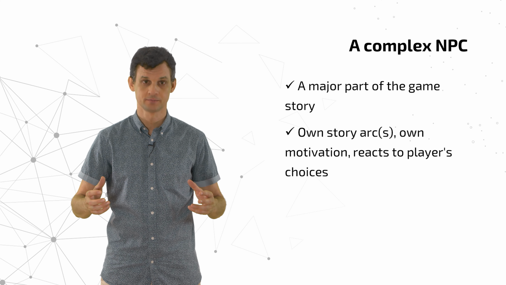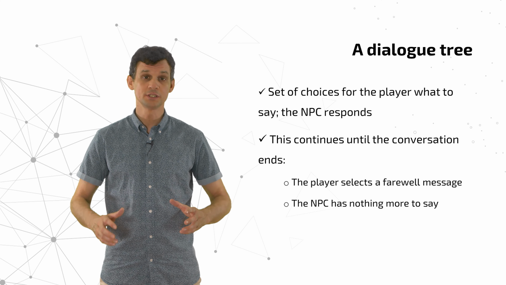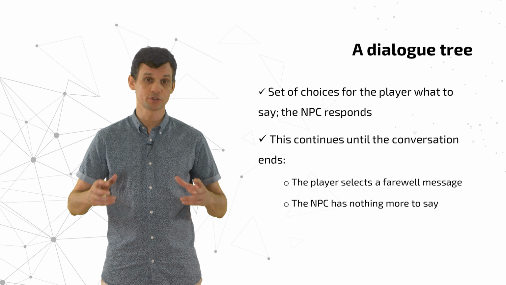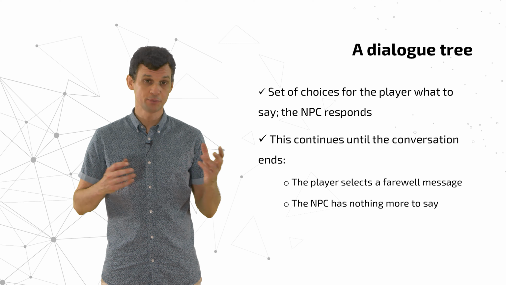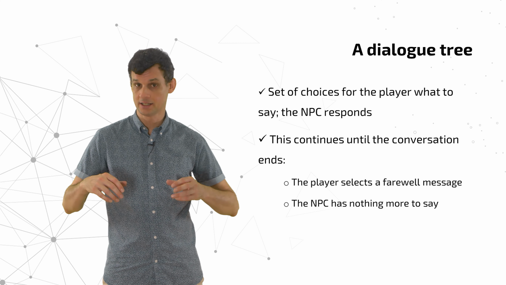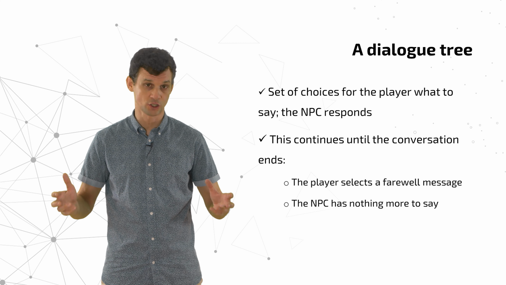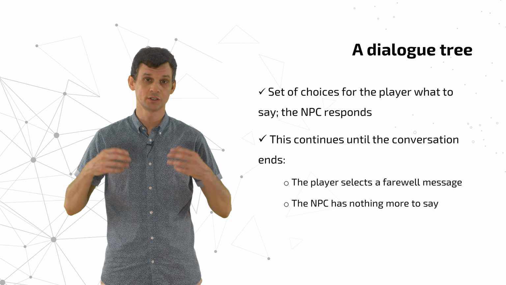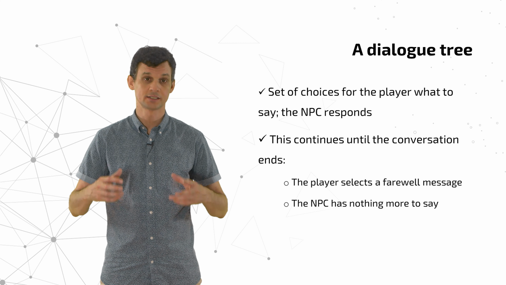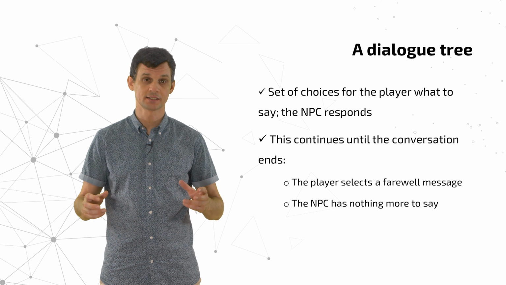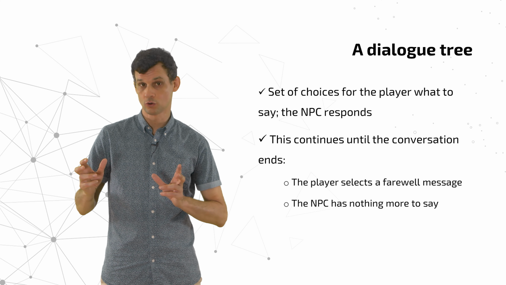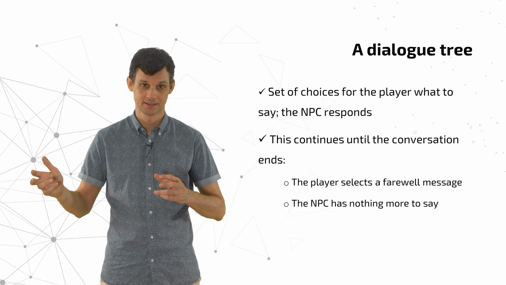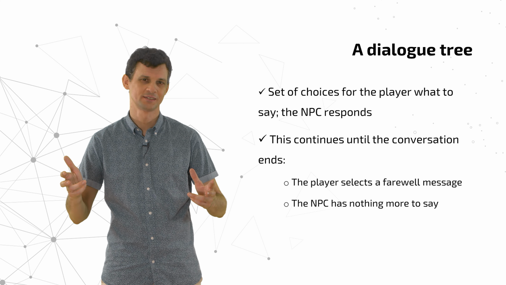When a player meets an NPC and enters a conversation, the player is given some options what to say. The NPC then responds to the player, and the player is given another set of choices what to say. The cycle continues until the conversation ends. This happens when the player selects a farewell message or the NPC has nothing more to say and ends. Let's see this in practice.